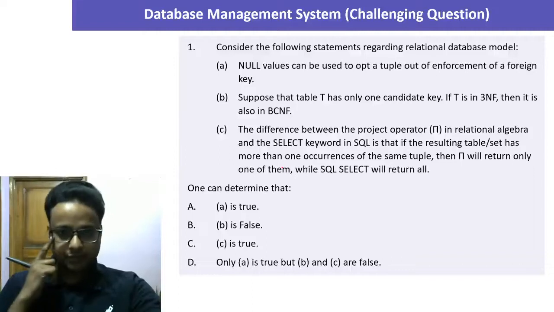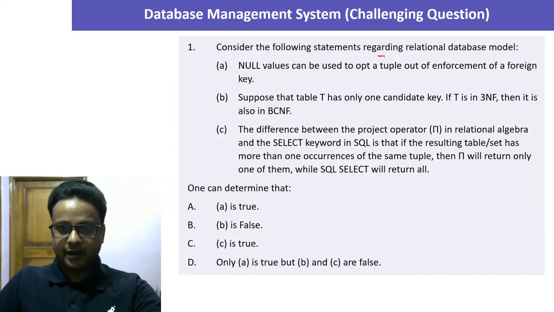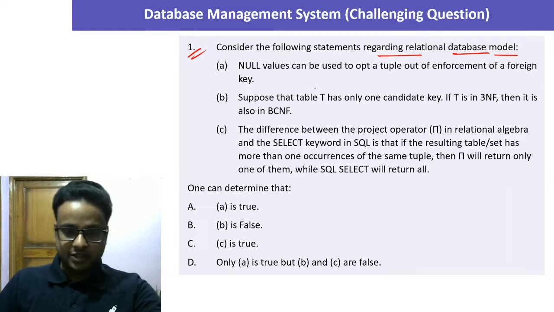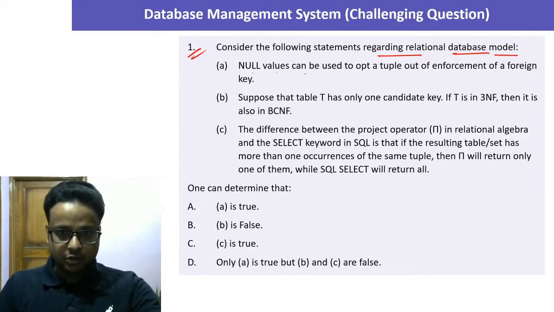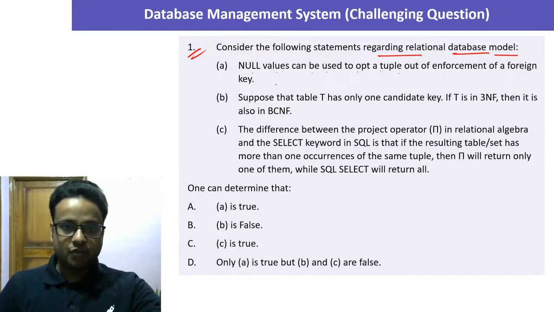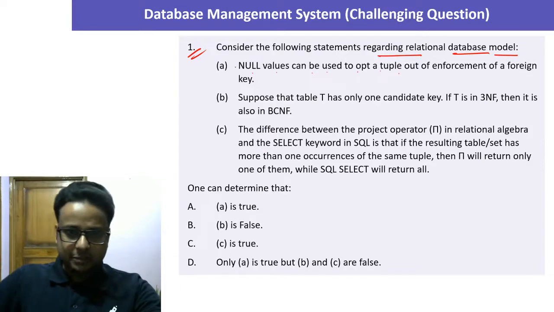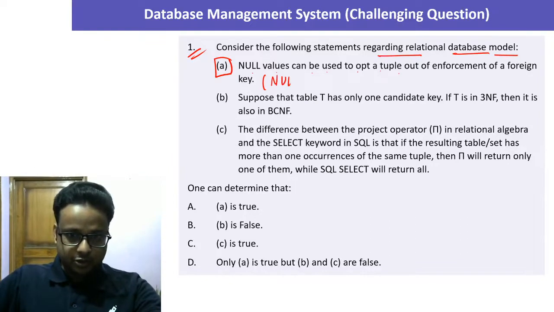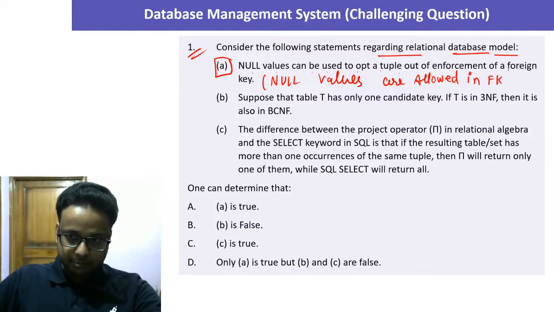So, the question was: consider the following statements regarding the relational database model. This is a challenging question on databases. Statement A: null values can be used to opt a tuple out of enforcement of a foreign key. What is the meaning of this? Actually, they are asking whether we can put null values in a foreign key. Null values are allowed in a foreign key. Simple, right?